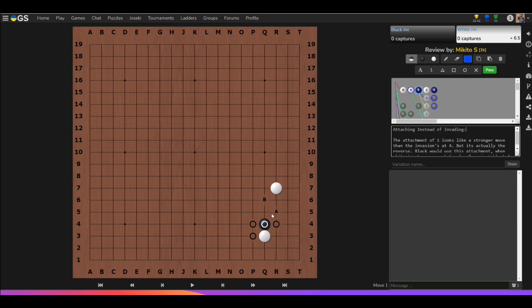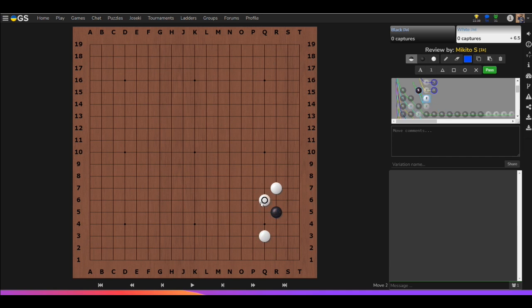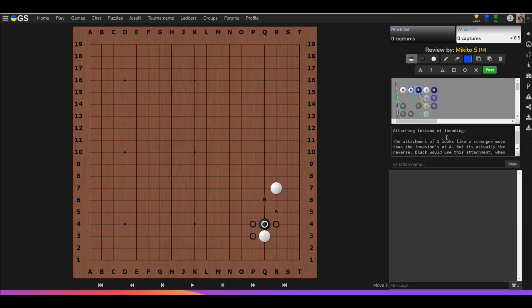So if in this case black invaded and white was strong enough to play this, it would actually be a pretty bad sequence for black, right? Because black would be in trouble. So when we can't play this and white counterattacks us very strongly, that's when we should start thinking about the attachment. So this is when we use this, which is pretty useful.